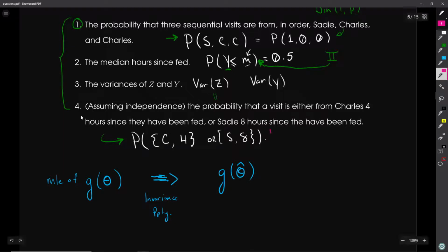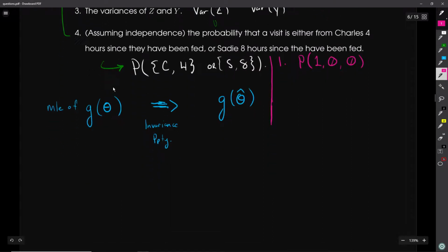I think I've ordered these roughly so that they become increasingly difficult, but let's take some time to figure out how we'd go about it. For question 1, we're looking for the probability that we observe a 1 and then a 0 and then a 0. We know that p hat is equal to 0.12, found in question 1.